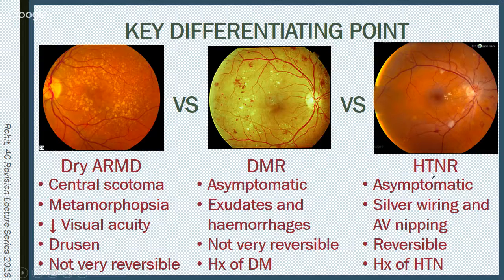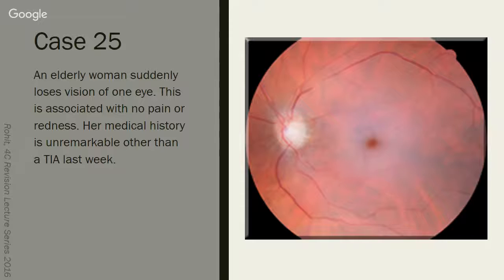Asymptomatic for hypertensive retinopathy, again, if it's silver wiring, AV nipping, or AV nicking, sorry. So the problem is that you're having atherosclerosis, and it's reversible, even in the later stages. All right, so move along.